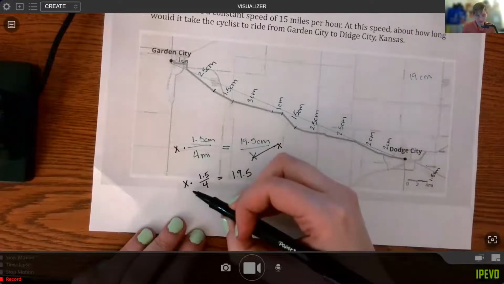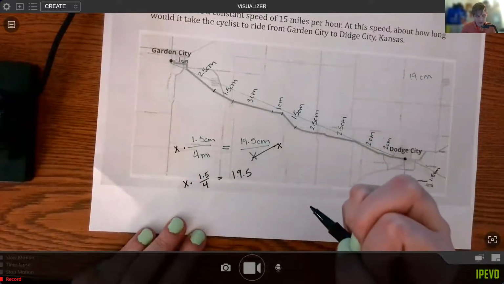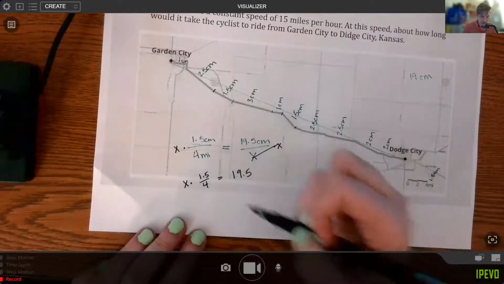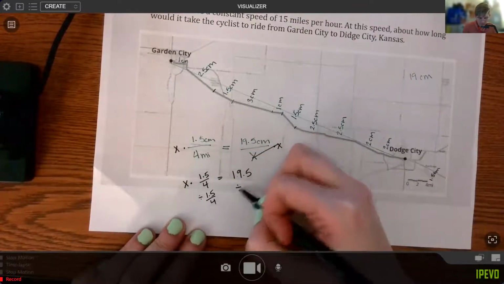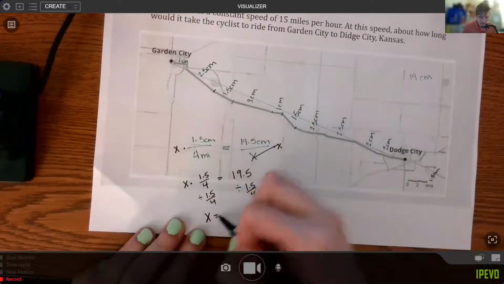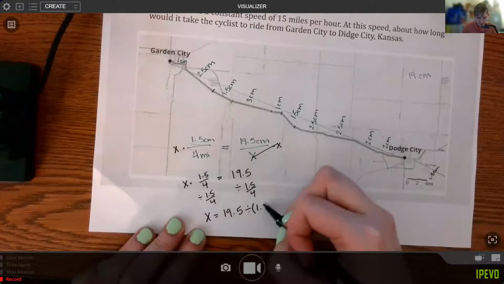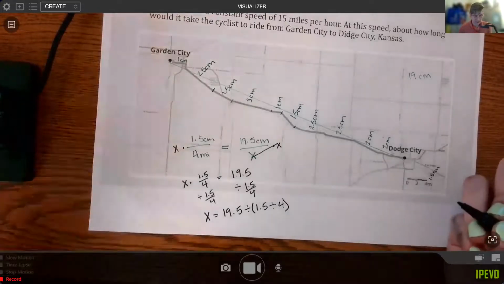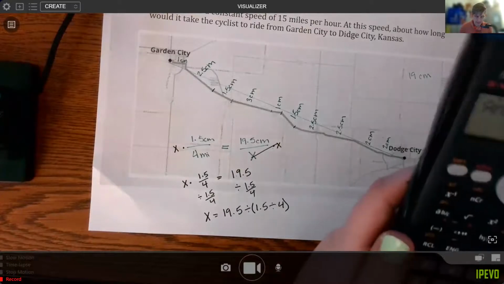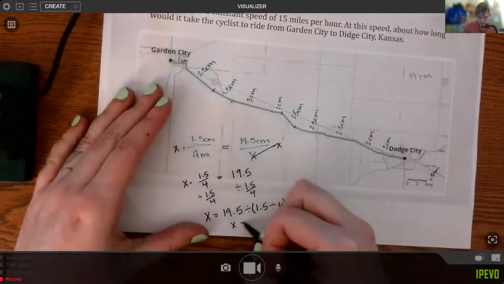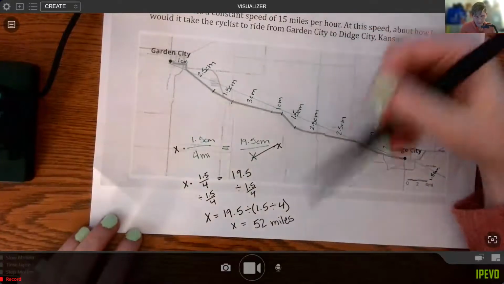Now I can get x by itself by undoing this multiplication with division, or I can think about it as multiplying by the reciprocal if you're good with fractions, but I'm going to show it with dividing. So we get that x equals 19.5 divided by, in parentheses, 1.5 divided by 4. Let's put that in the calculator. 19.5 divided by, parentheses, 1.5 divided by 4. And we get that this is 52 miles. So x equals 52 miles. The cyclist traveled 52 miles.